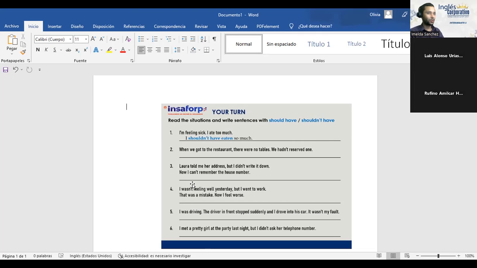I shouldn't or I should? Shouldn't. Why shouldn't? No, I should. I should have. Written. I should have written her address down. Okay. Write down is anotar. So I should have written her address down. Así es. Very good. Okay. Please continue. I have to go and visit a different room now.